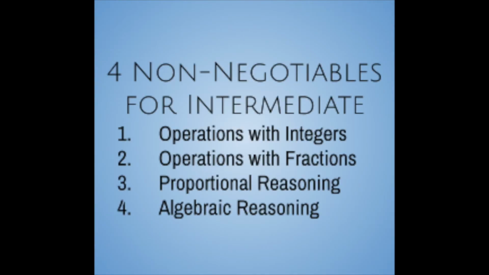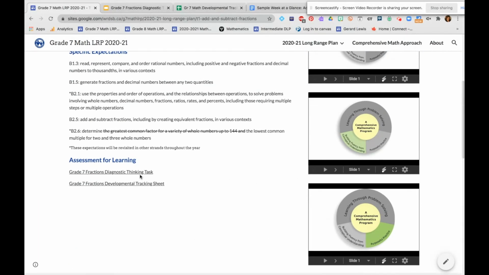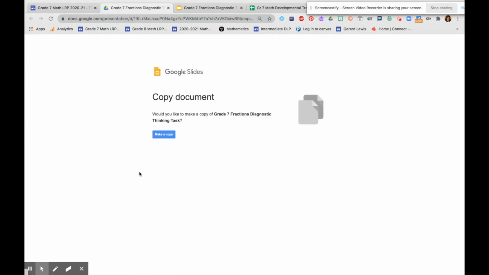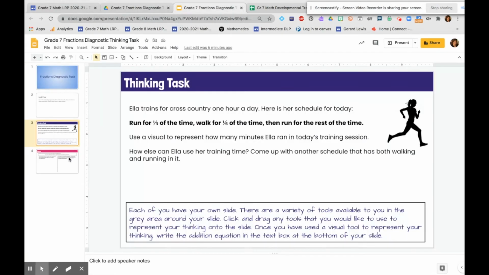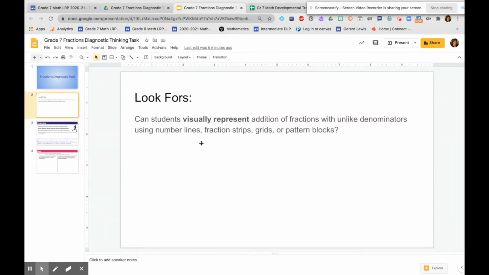Because operations with fractions is one of our non-negotiables, we have created a diagnostic thinking task to help you determine where your student's level of understanding is. When you click on the link, you will be asked to make your own copy. As students are completing this task, you are gathering observational data. Specifically, can students visually represent addition of fractions with unlike denominators using a variety of tools?